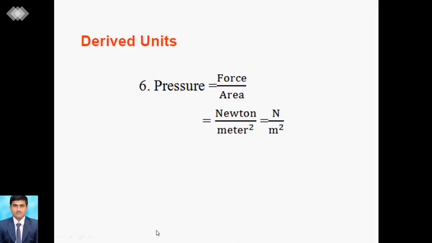The next term is pressure. Pressure is nothing but force upon area. Force is in Newton and area is in terms of meter square, so the unit is Newton per meter square, or you can say Pascal. The SI unit for pressure is Newton per meter square.